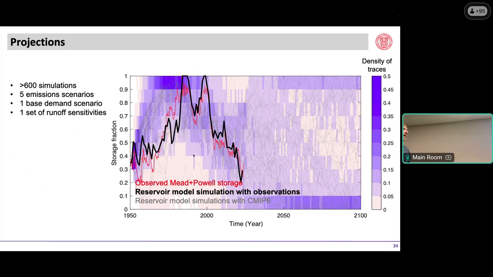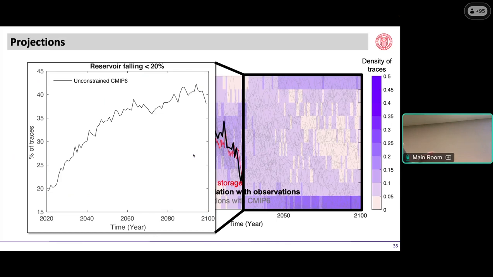There's a lot on there, so I just want to summarize it. Ultimately, what I think people care about is the risk of falling below a certain threshold in a reservoir. I've chosen 20% here. If you look at our projections, taking CMIP-6 and these large ensembles at face value, we have an increase of risk of falling below 20% reservoir level going forward. If we apply the constraints that I mentioned, this gets reduced a little bit, but it's still sizable. A risk of 30% of falling below 20% is still a bit concerning.